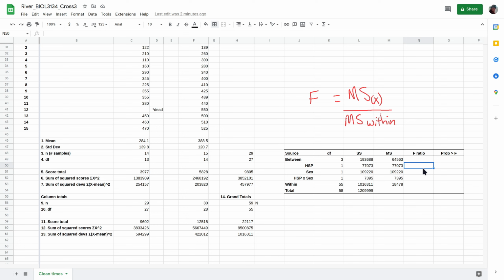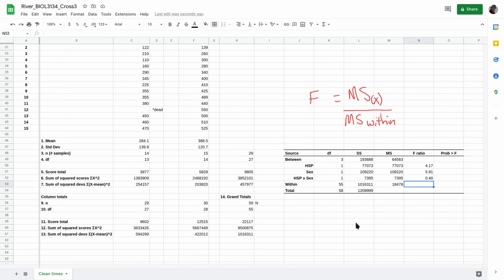For the HSP, this is going to equal the mean squares of HSP divided by the mean squares within. Now, we want mean squares within for all three of these, so we're going to go ahead and lock this with the $ sign. We'll lock the row and we'll lock the column. So we want it to use that same cell for all three of these calculations. And it's got our autofills, right? We just don't need these two, so we'll just delete those.